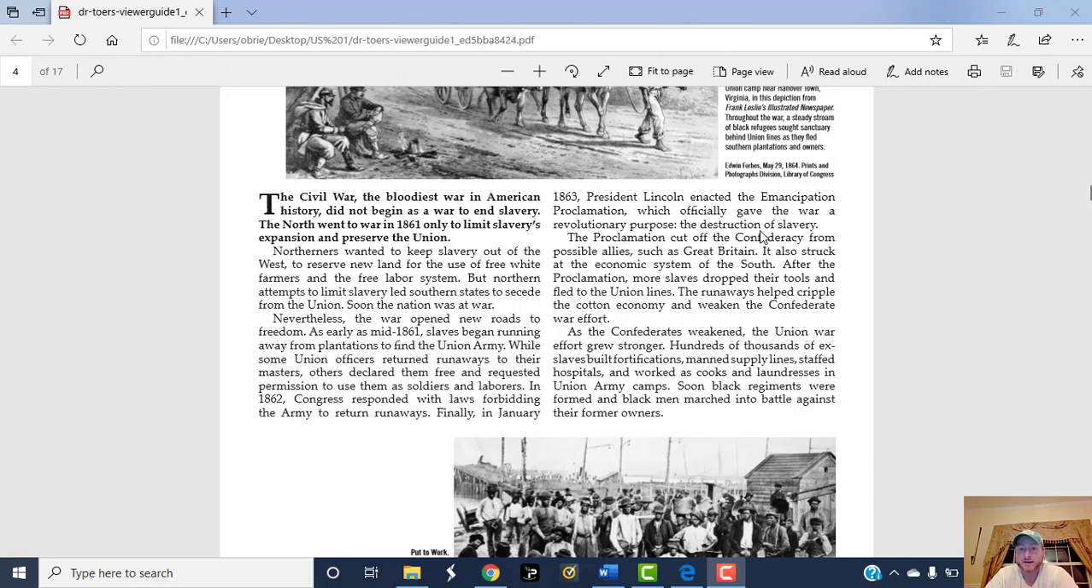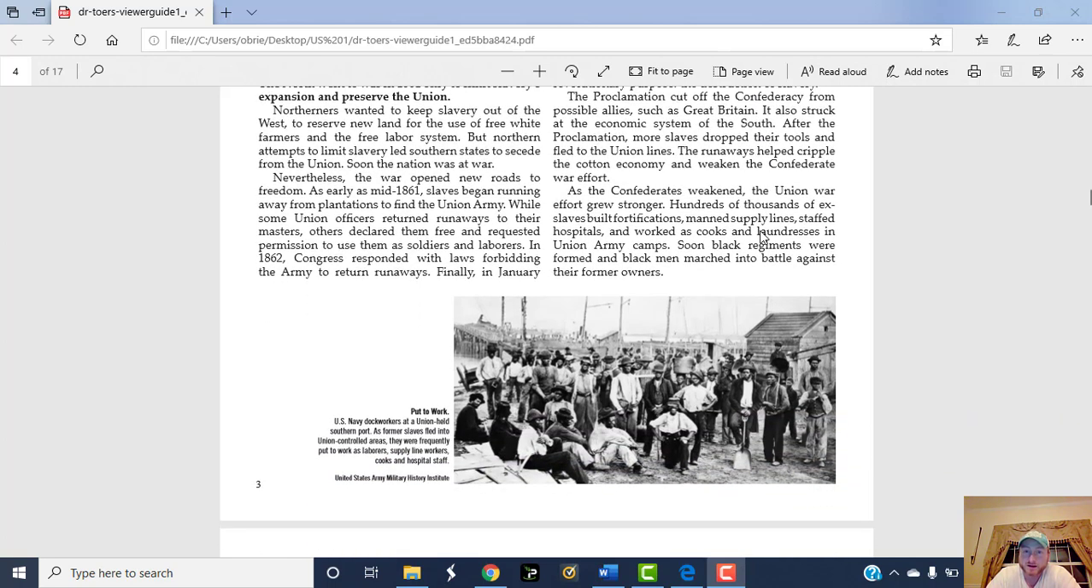Continuing, it also struck at the economic system of the South, took away their labor force. After the proclamation, more slaves dropped their tools and fled to the Union lines. The runaways helped cripple the cotton economy and weaken the Confederate war effort. As the Confederates weakened, the Union war effort grew stronger. Hundreds of thousands of ex-slaves built fortifications, manned supply lines, staffed hospitals, and worked as cooks and laundresses in Union Army camps. Soon black regiments were formed, and black men marched into battle against their former owners. That, again, is what you would call agency, being a part of your own story of freedom.